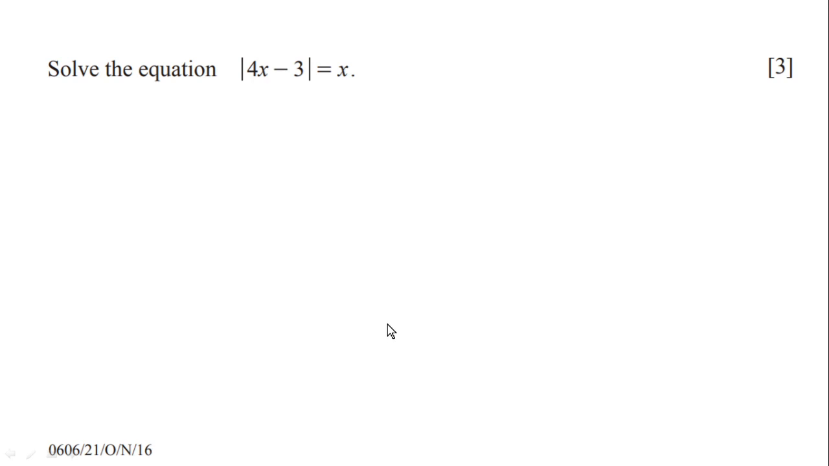Okay, let's move on to some examples from our past year papers, which are past year questions. Solve for the modulus of 4x minus 3 is equal to x. If I am going to solve the modulus of 4x minus 3 equals x, I am going to make the right side of the equal sign positive and negative. So solution number 1, I'll make it positive. Solution number 2, I'll make it negative.